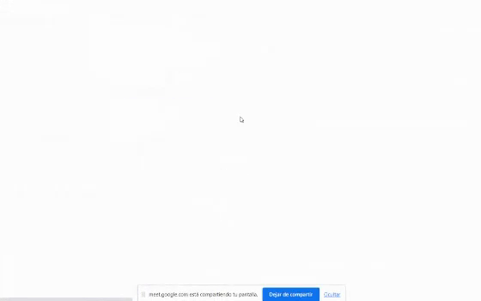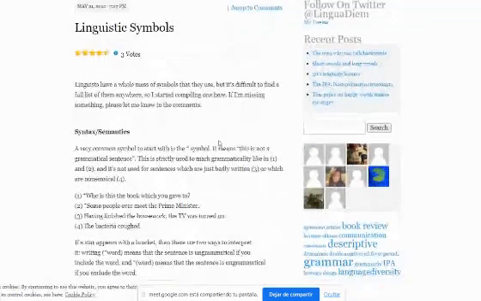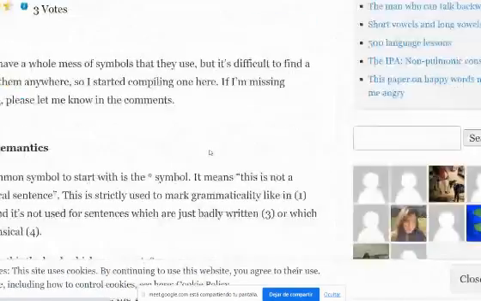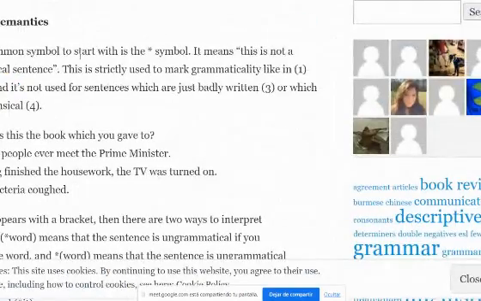Linguistic symbols, syntactic and semantic. A very common symbol to start with is this symbol. It means this is not a grammatical sentence. It's the same as in the book. This is strictly used to mark grammaticality, like in 1 and 2. This is the book which you gave to that is not grammatical, it's ill formed. It is syntactically ill formed. And number 2 is also syntactically ill formed, and 3 and 4 are syntactically well formed.